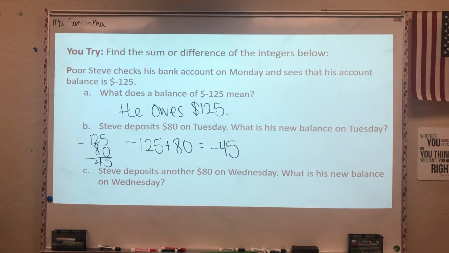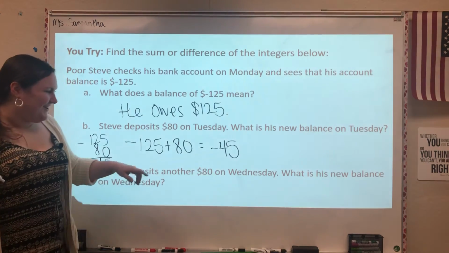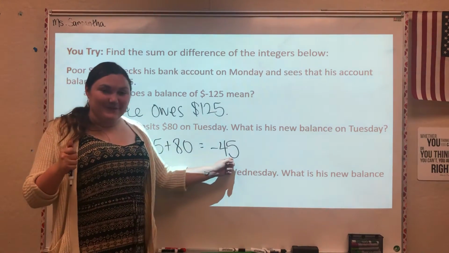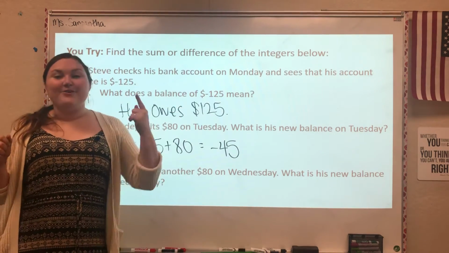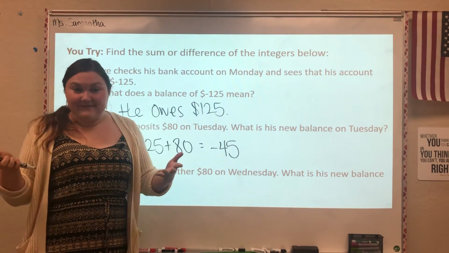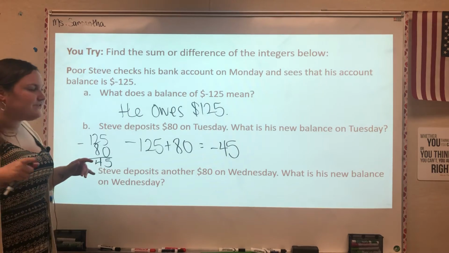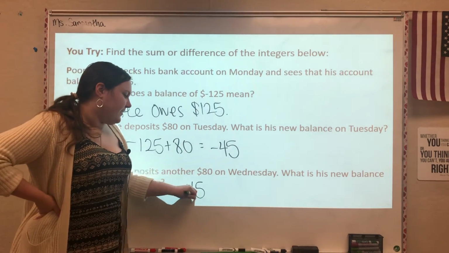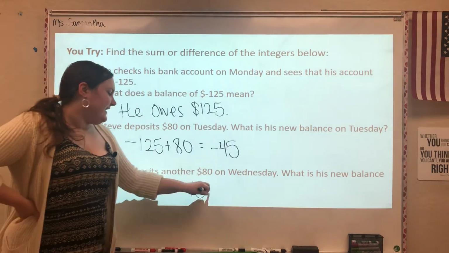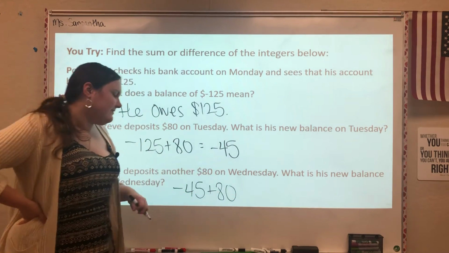One last part, Steve deposits another $80 on Wednesday. What is his new balance on Wednesday? Well, same question as before, but a different answer, right? He owes $45. If he deposits $80, he's out of the hole. He no longer owes money to the bank. He's positive. So right away, I should know my answer is going to be positive. It'll look similar to what we did before. I'm taking his balance and I'm adding 80 in.